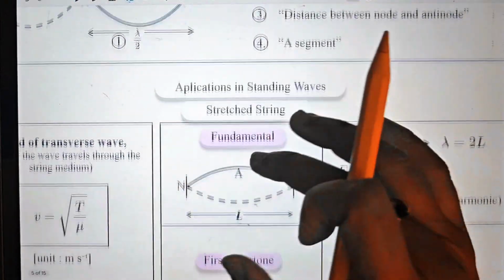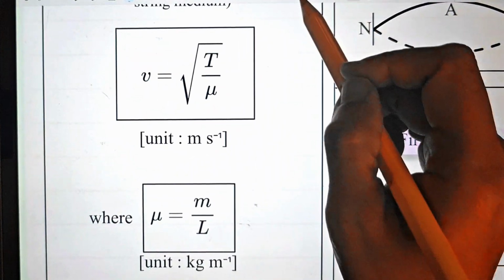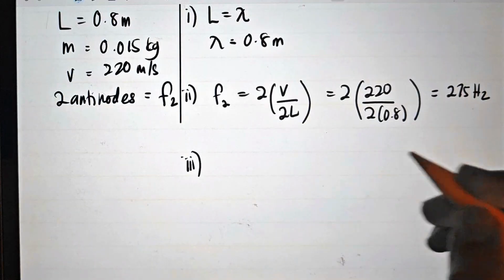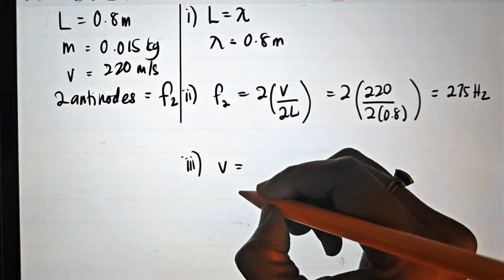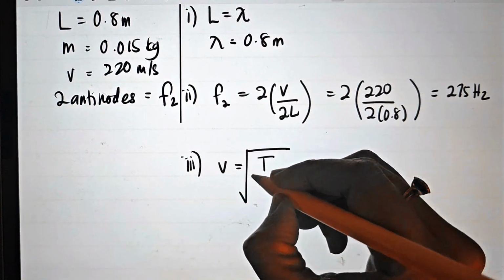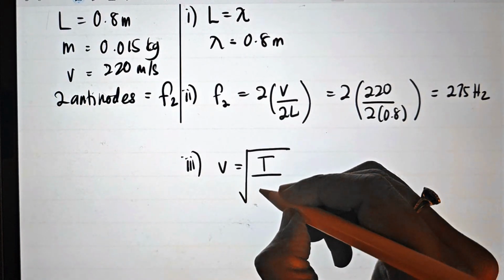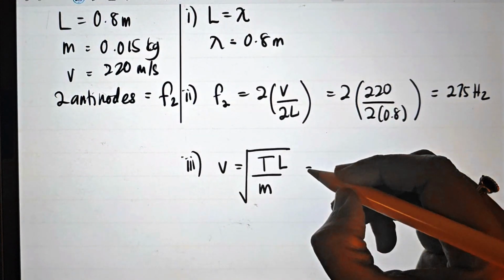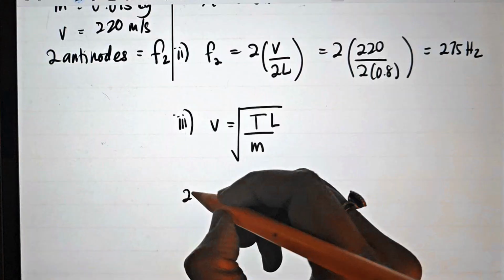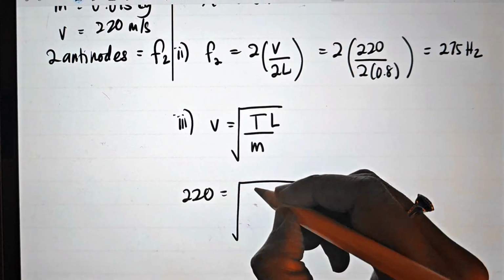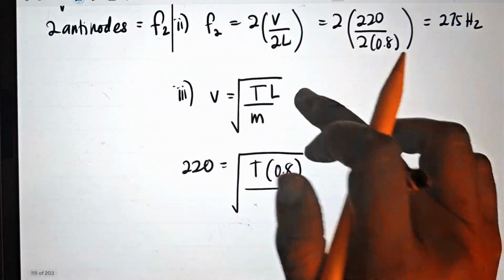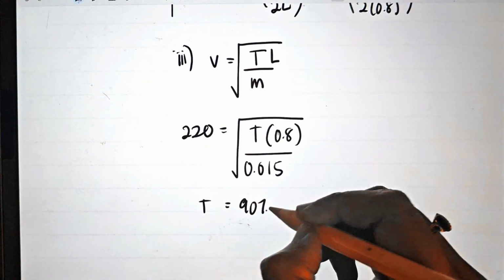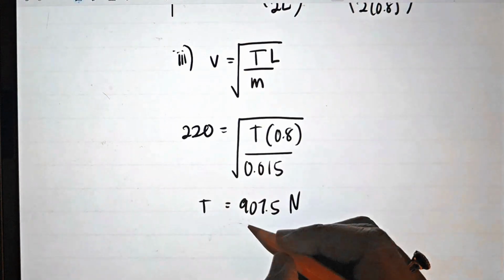Question number 3 is asking for the tension of the wire. The only way that we can find the tension is when we use this equation. Since velocity equals the square root of tension over mu, and we know mu is mass over length, I'm going to put it straight in like this. You should get 907.5 Newton.